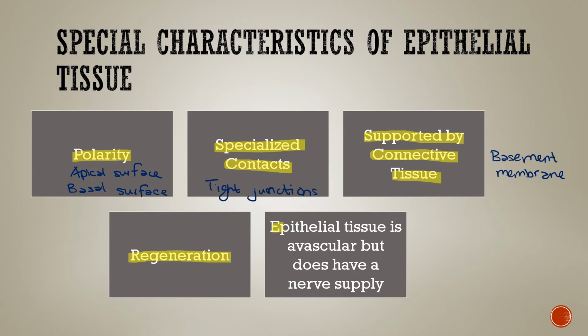Lastly is that epithelial tissue is avascular, meaning it does not have a blood supply, but it does have a nerve supply. So epithelial tissue has no blood vessels within it, meaning it's avascular, no vessels, but it is supplied with nerve fibers. So these cells are going to be nourished by the blood vessels in underlying tissues.